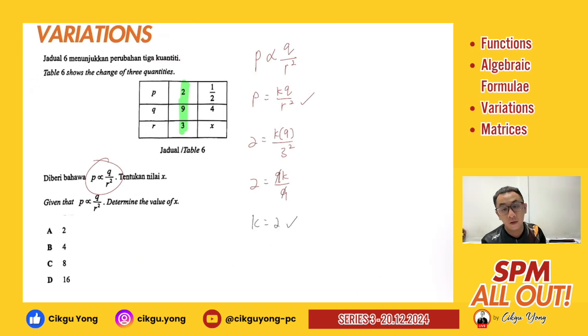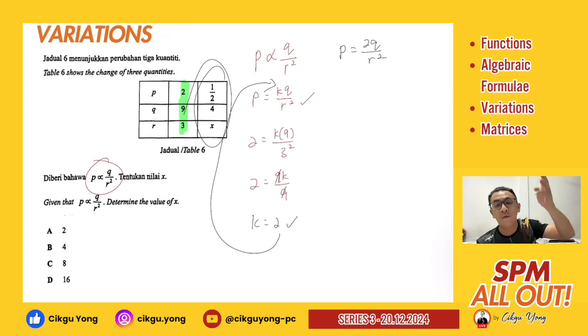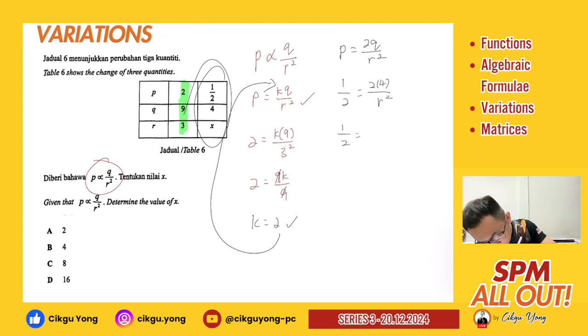Right? Once you have already got your k, don't stop here. Form it back into your equation. So you have p equals 2q over r squared. Then you perform the second part. Okay? Normally this is a general standard question. They will ask you to find one first. Then based on whatever you have already found to get your k value, they give you another set for you to find. Right? So p is a half here, so you have 1 over 2. Q is 4, so 2 times 4 over r squared. Okay, 1 over 2 equals 8 over r squared.